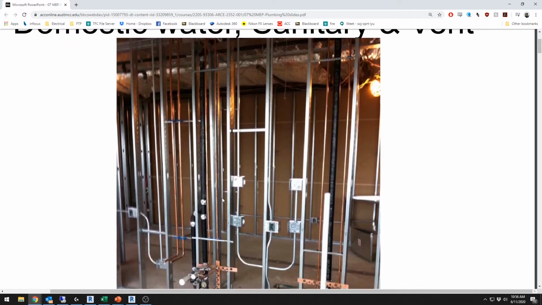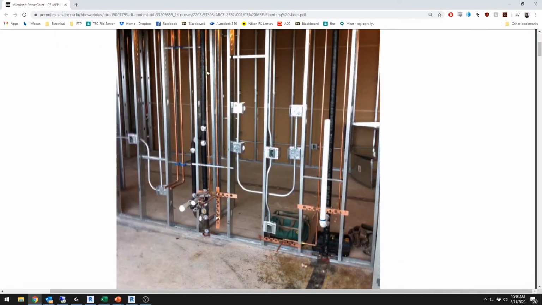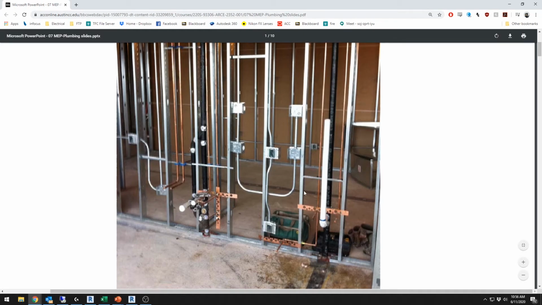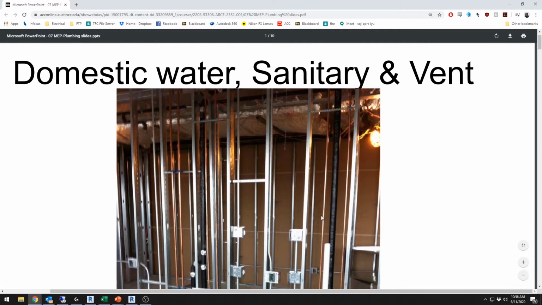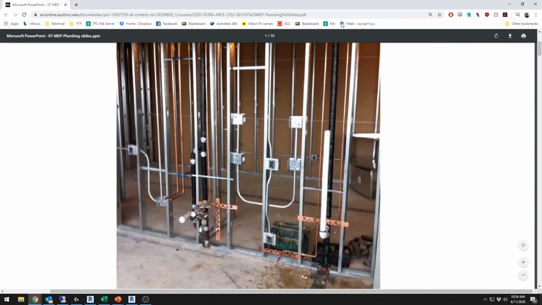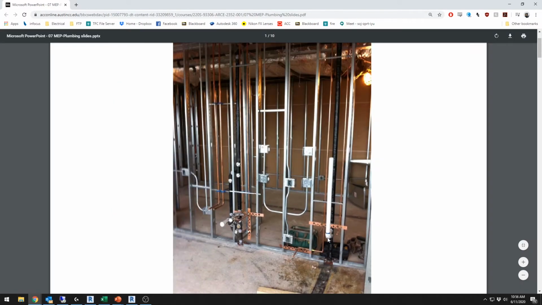So basically you have your domestic water, so all these copper pipes, this is all supply water coming in. You can see the stub outs right here. We'll talk about stub outs in a minute. You have your sanitary and your vent. That's going to be these black lines here. You'll have a sink here that will go into these PVC pipes, and it'll vent out the top and flush the black and gray water, I guess in this instance gray water, down to the drainage system.